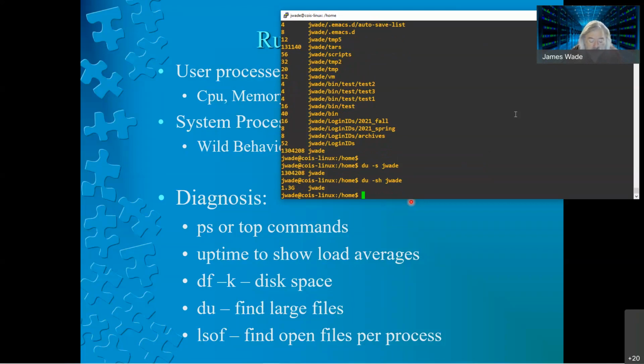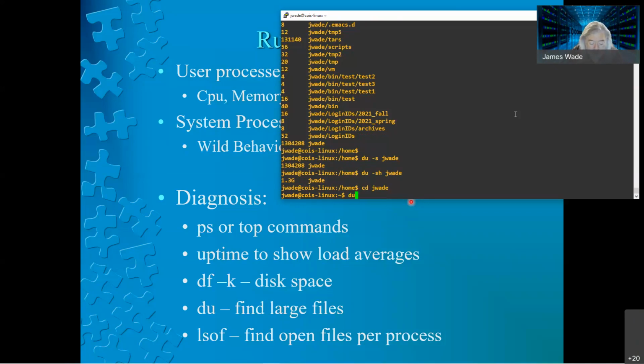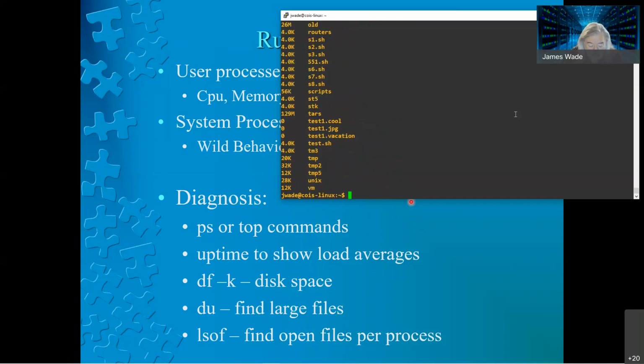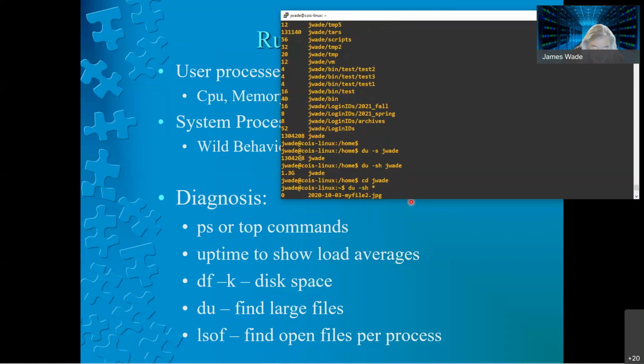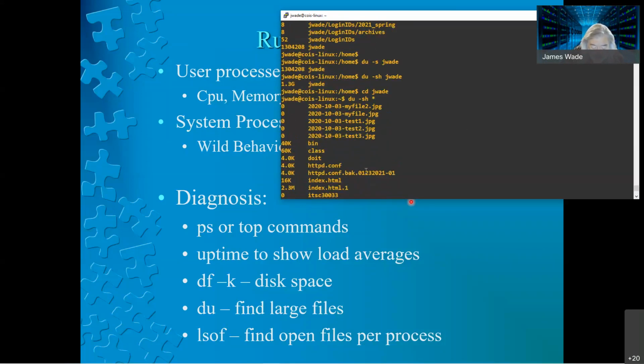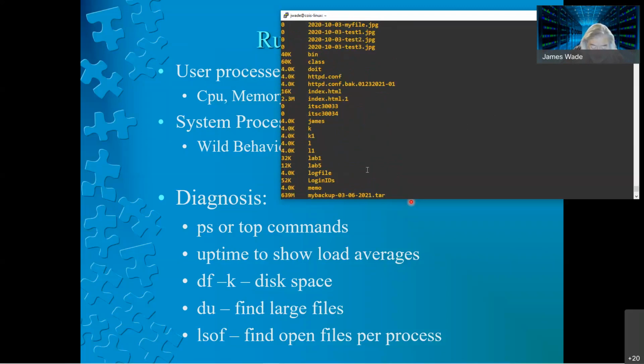Now, if I wanted to go in and see where that was at, I could go into jwade. I could go du -sh with a star, like everything. And notice it lists all of the directories. This is how we go in to figure out, well, where's all the space? Where am I taking up? The administrator says, hey, you got too much disk space. You need to reduce it down.